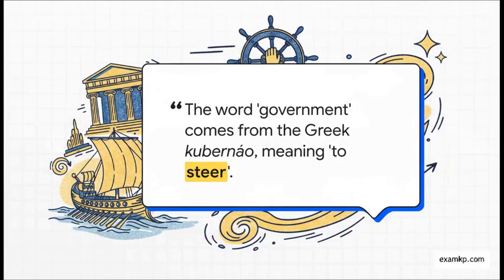So to really understand government, let's go way back in time, all the way to the ancient Greeks. The word government comes from a Greek word, kubenao, and it literally means to steer. The famous philosopher Plato came up with this brilliant metaphor of steering the ship of state.